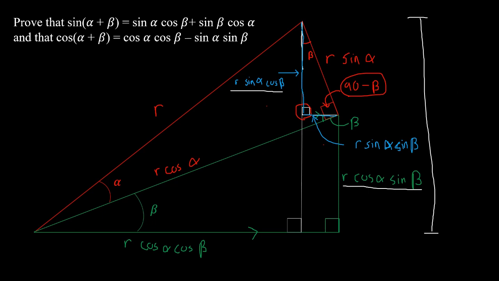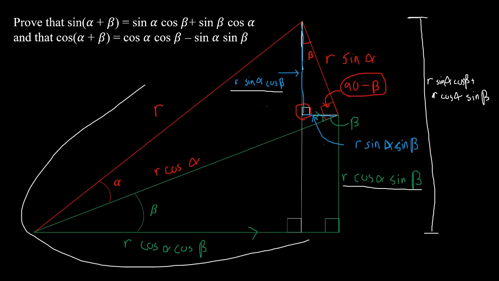This entire side length is going to be r sine alpha cosine beta plus r cosine alpha sine beta. So if you'll notice, this white line segment over here is actually just the leg of a bigger triangle that I circled here in white.